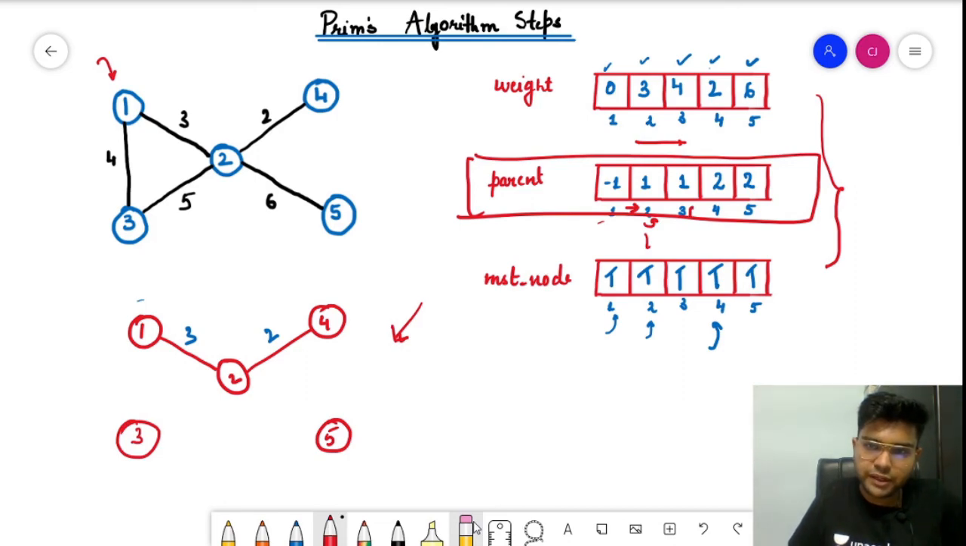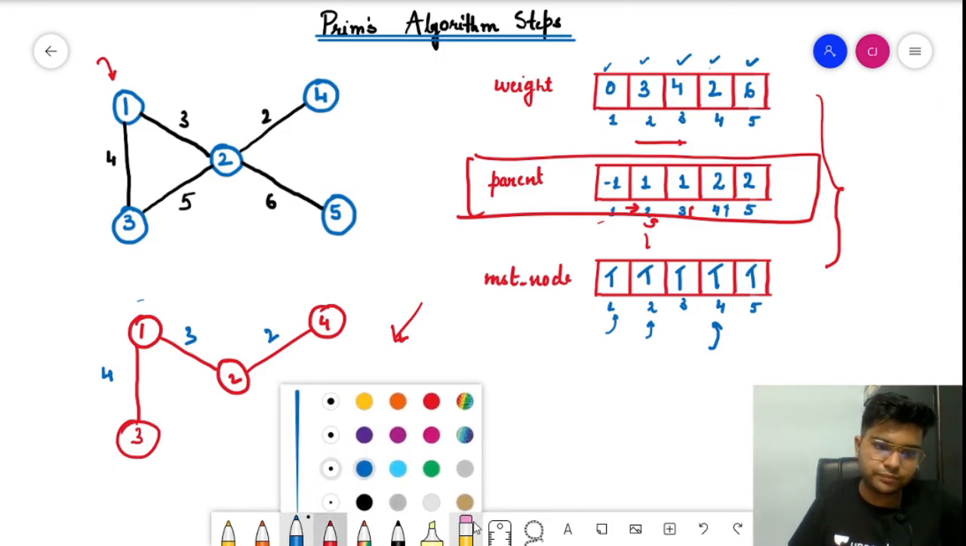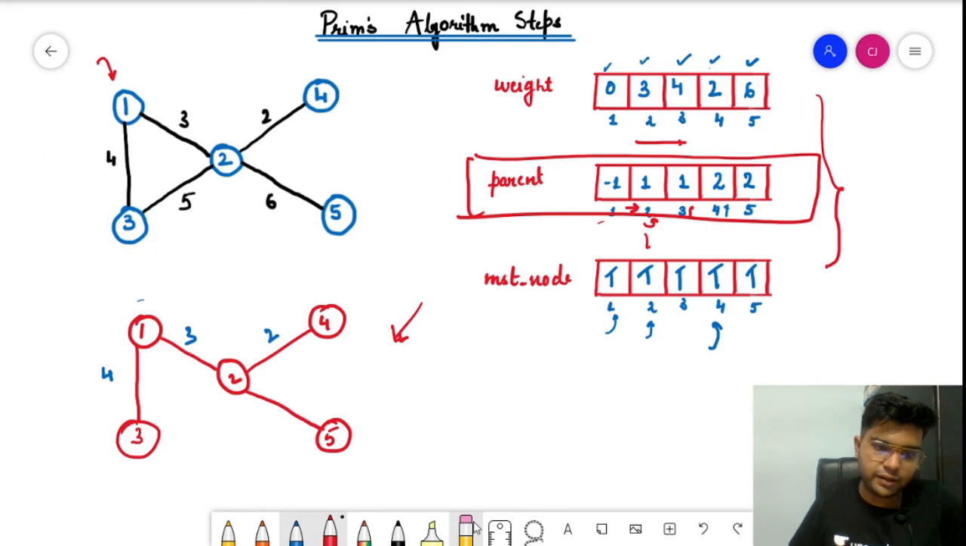With node 3, what is the parent? That is 1, right? With node 3 also the parent is 1. So we'll connect this, and what is the weight associated with it? That is 4, taken into the MST. With 4, what is the parent associated? That is 2, right? The weight is 2. That part is done. Now with node 5, what parent is associated? That is 2 again, right? So we'll take this, mark it here, and the weight is 6, right?